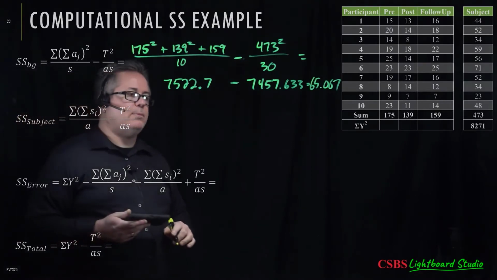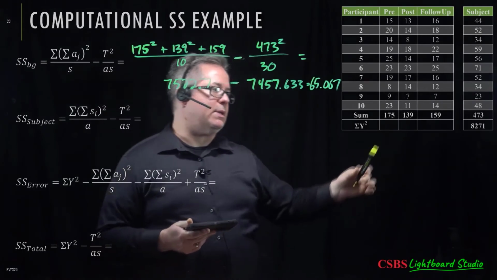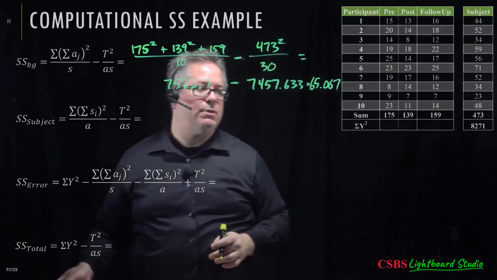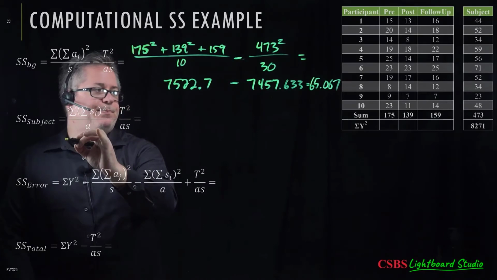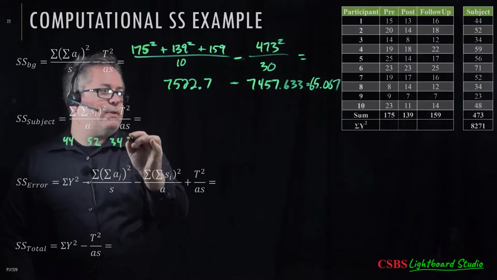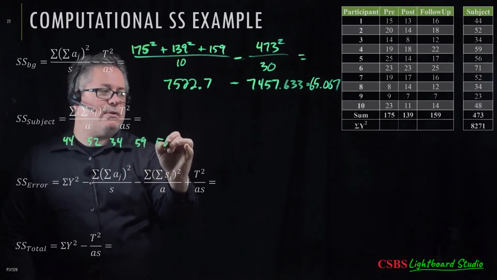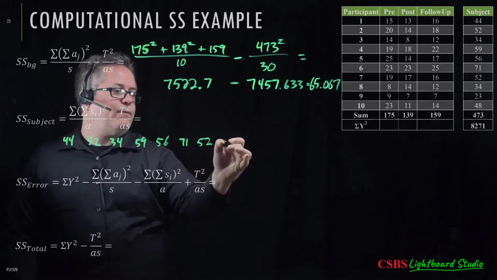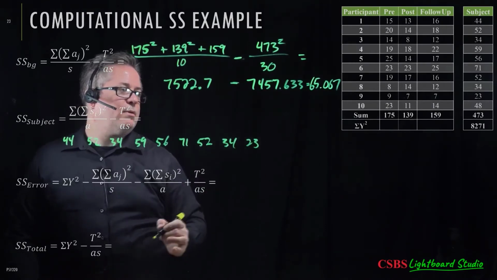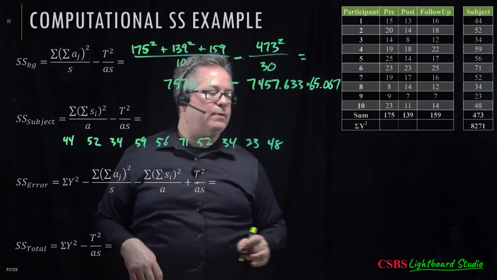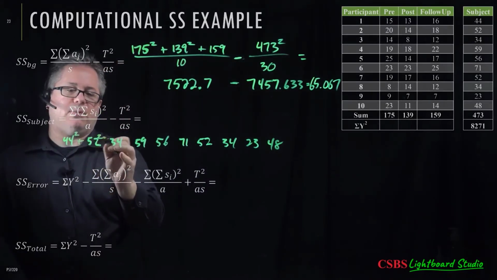So here, the sum of S_i squared. All right, so S_i is now all these, the individual subject sums. And so there are 10 of those. All right, so I'm going to start those down here. So it means I need 44, 52, 34, 59, 56, 71, 52, 34, 23, 48. I get all of them. 2, 4, 6, 8, 10. Looks like it. So all of these are squared, and we're adding them all up.